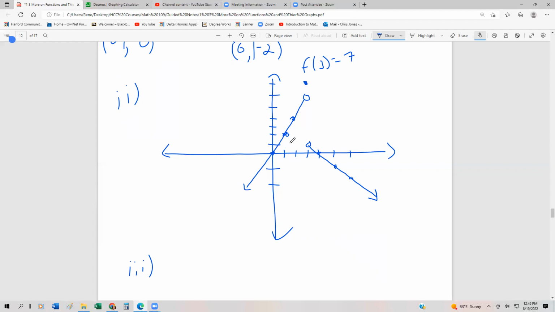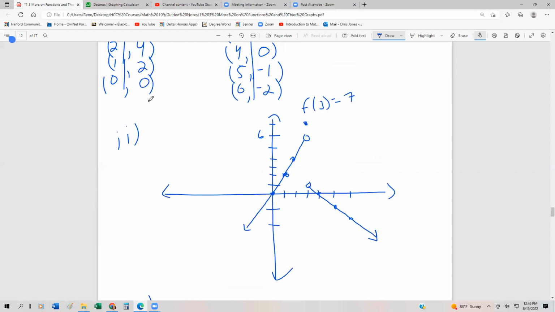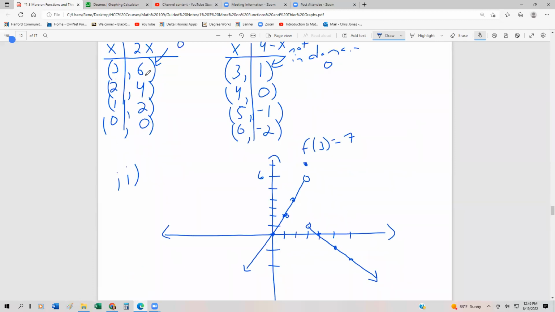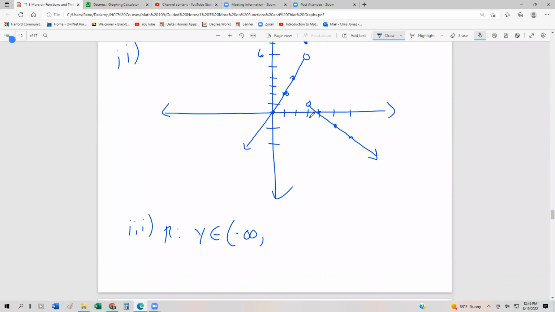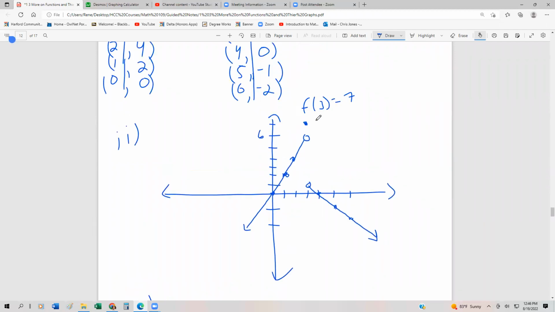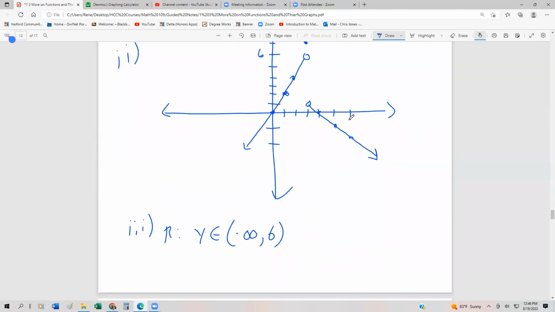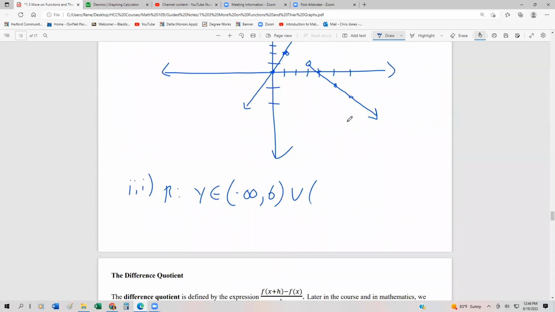So for our range, we would say y is an element of negative infinity, and it's going to go all the way up here. Okay, and remember this is basically like one of the endpoints, 6. Right? And then the other thing that we remember is that 7 is going to be on the graph. All right, so we're just going to have to union 7, 7. All right, so that's how we're going to have to go through and try to identify what the range of this function is going to be.